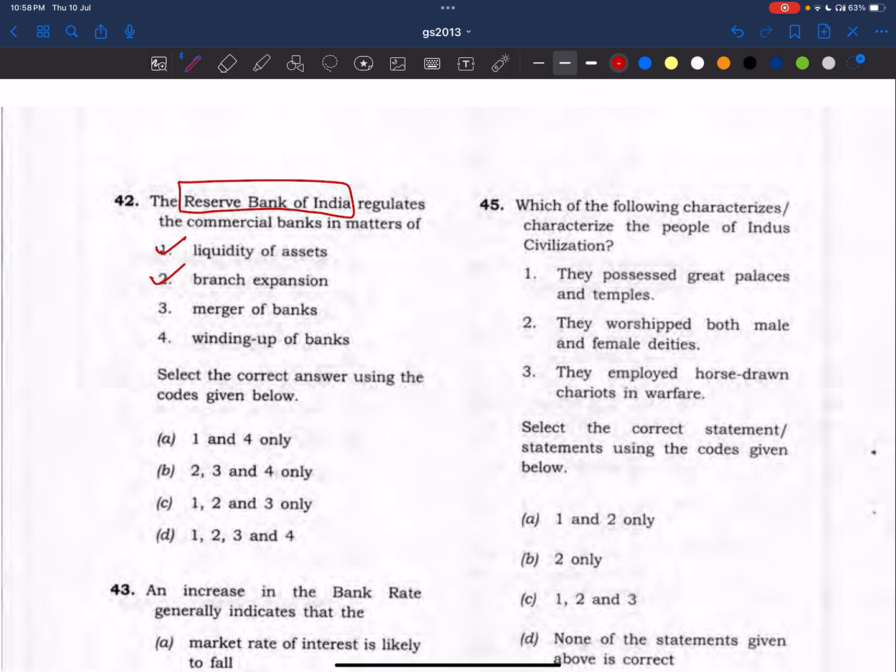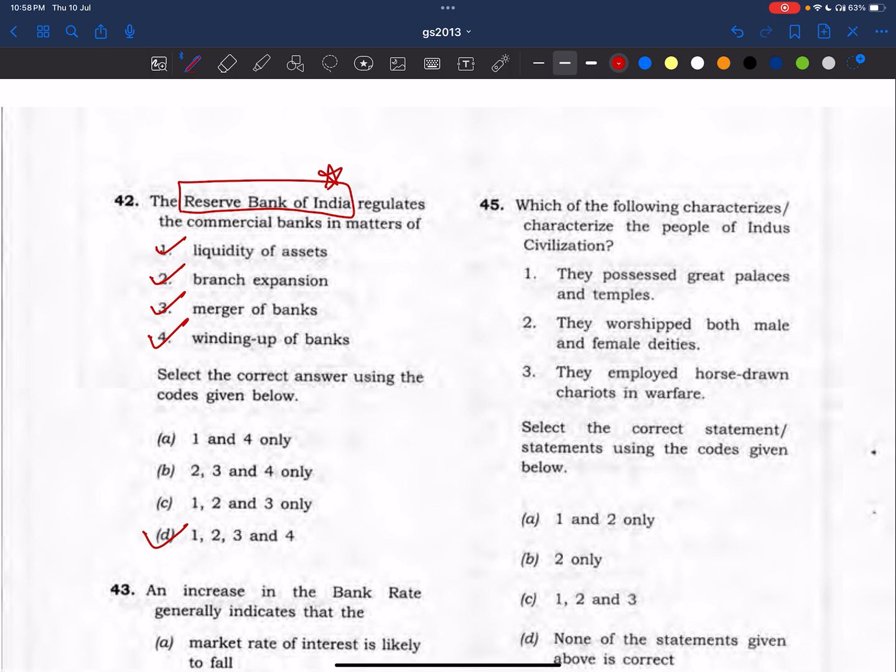No, branch expansion. Yes, RBI also regulates the branch expansions of the banks and merger of banks. Yes, recently we have seen many banks getting merged, right? And winding up of banks. Yes, all these things are regulated by RBI. Answer is D.